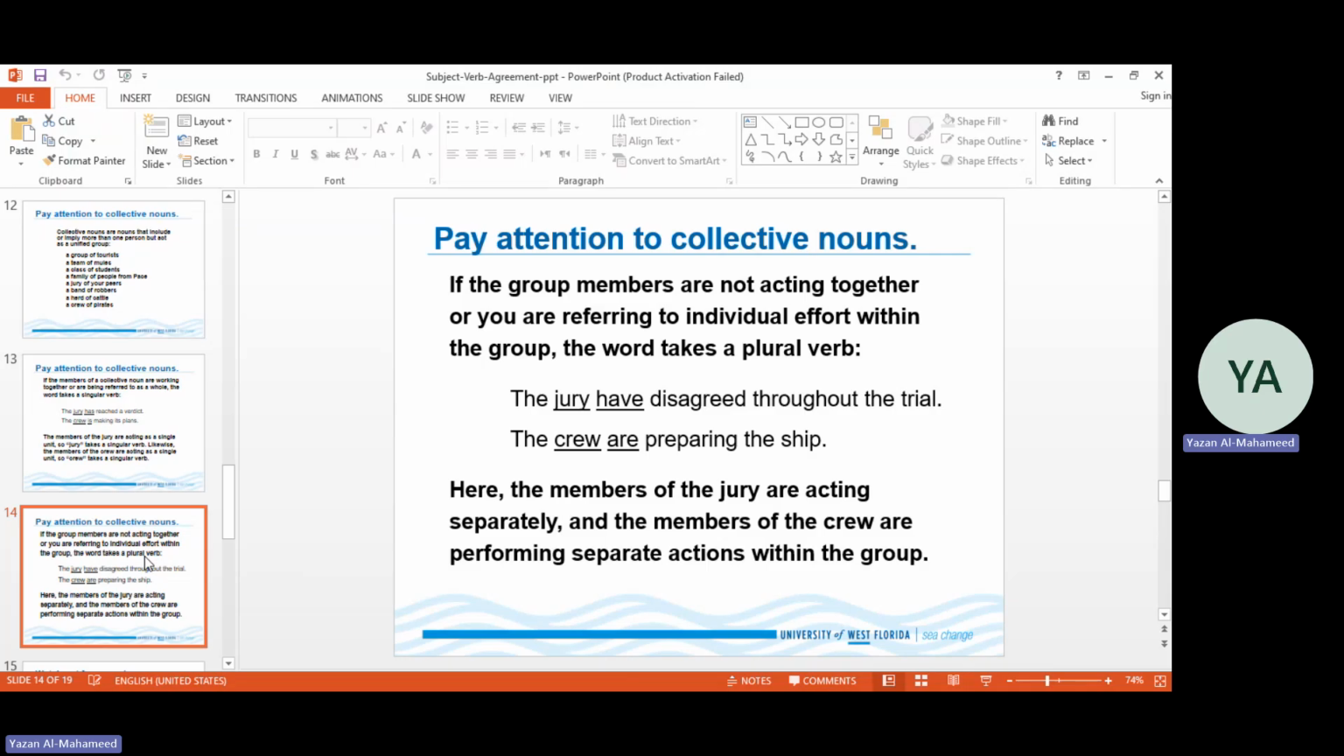We have the same examples, but actually used with plural verbs. The jury have disagreed throughout the trial. The crew are preparing the ship. Here we refer to every single person within the jury or within the crew. That's why we treat them as plural.